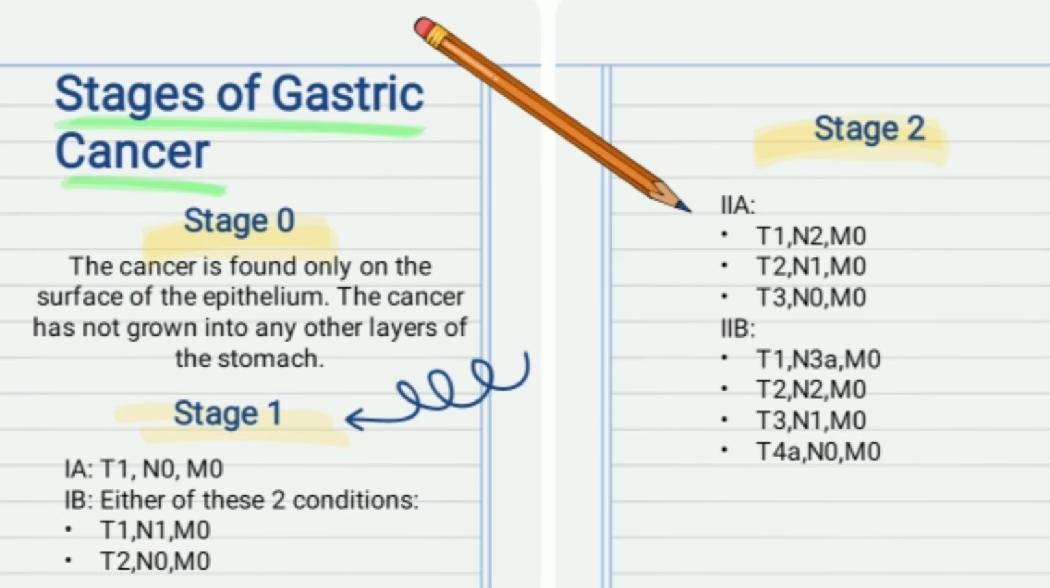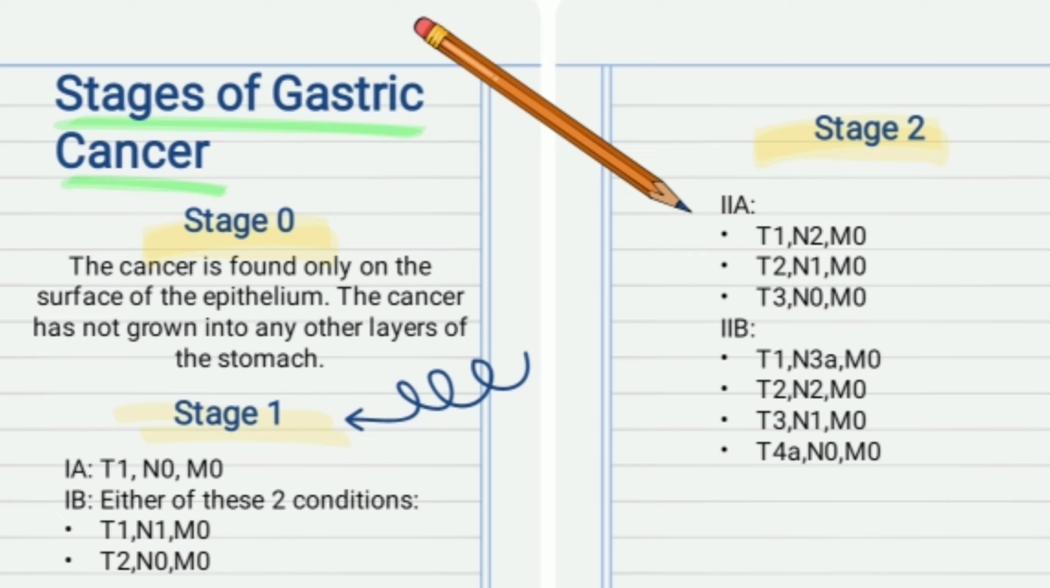Stage 1 is classified into two, the stage 1A and the stage 1B. First, stage 1A, meaning the cancer has grown into the inner layer of the wall of the stomach and it has not spread to any lymph nodes or other organs. In stage 1B, stomach cancer is called stage 1B in either of these two conditions.